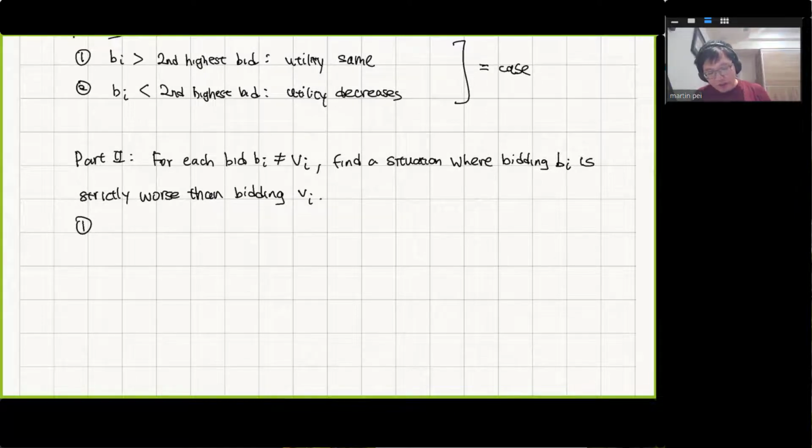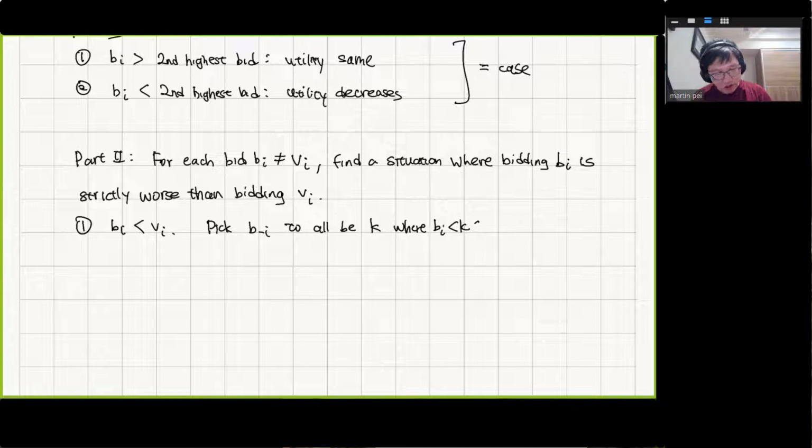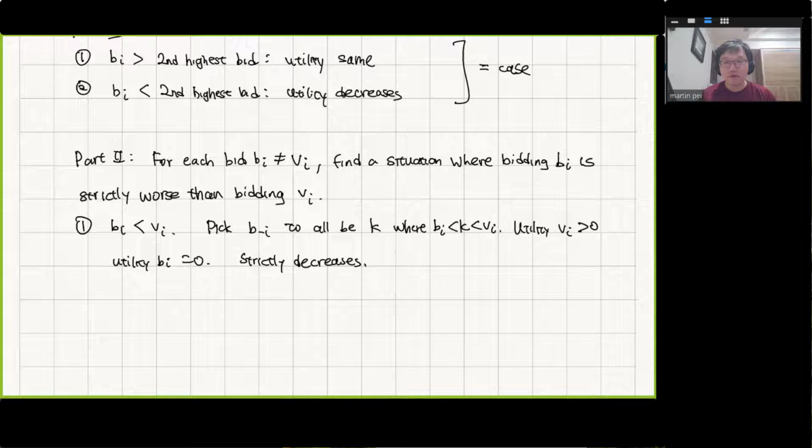And the first case is when BI is less than VI. Then we will pick the other players to all be K, where K is between the two. And the utility of VI is positive, and the utility of BI is 0, so it strictly decreases.